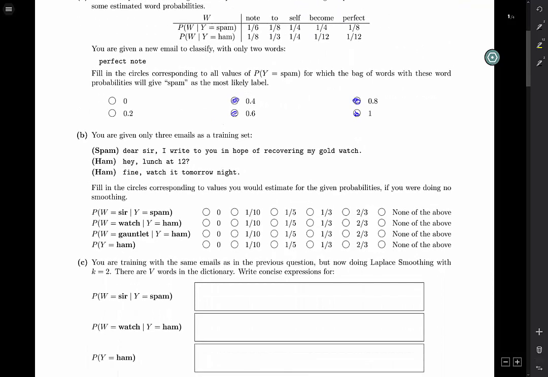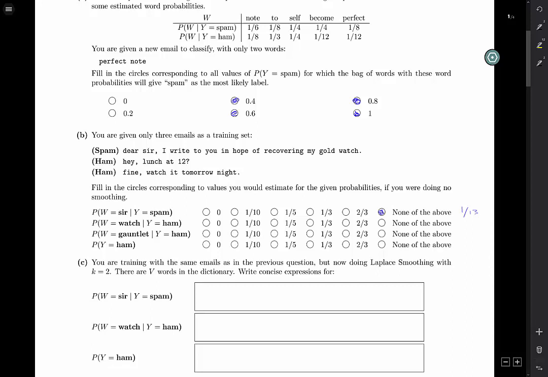Cool. Now for B, you're given only 3 emails as a training set. Fill in the circles corresponding to the values you would estimate for the given probabilities if you were doing no smoothing. So this is basically doing counting. Probability that w equals sir given y equals spam. We look at spam, there's 1 sir. And how many words? 1, 2, 3, 4, 5, 6, 7, 8, 9, 10, 11, 12, 13. So 1 over 13. I don't see it here, so none of the above.